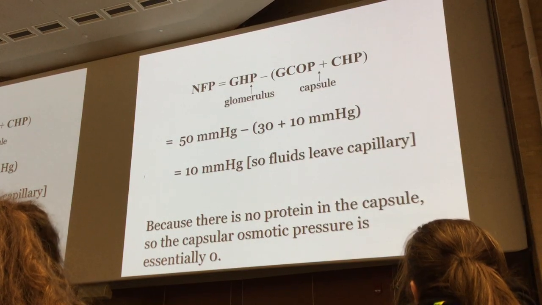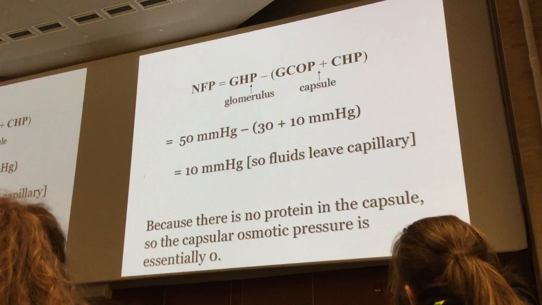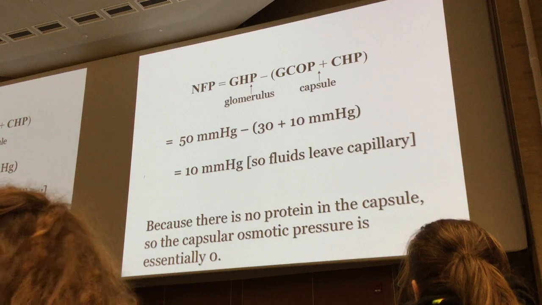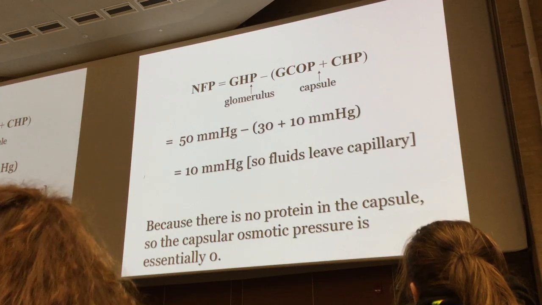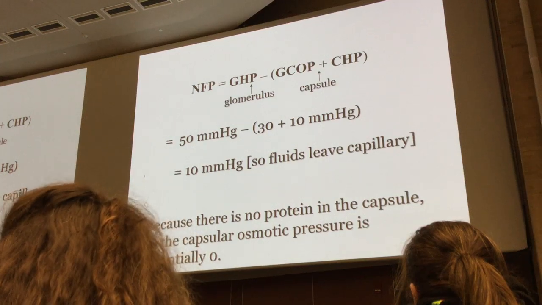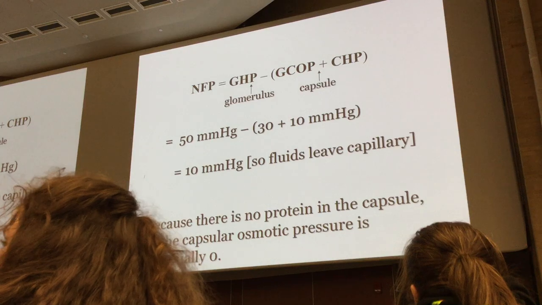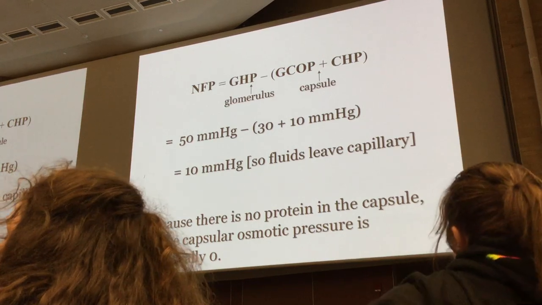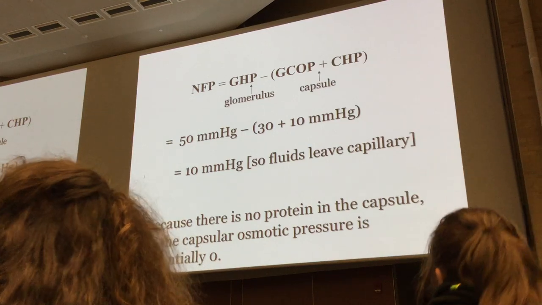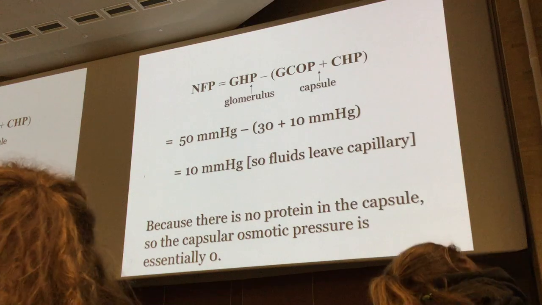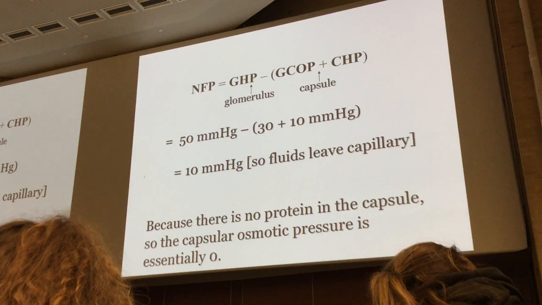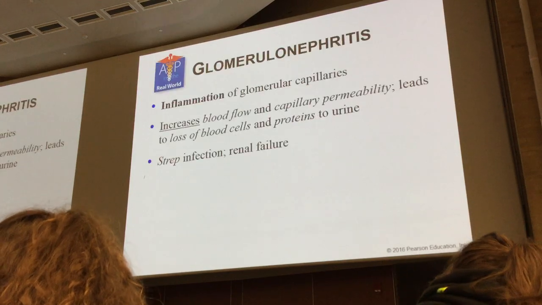So, this is how we calculated it. It's very simple. You put the three numbers in the formula. Remember, we don't have to worry about the colloid osmotic pressure in the capsule, which would have put here minus zero, but we don't need to do that. So we have that, and then we have that. No protein in the capsule, so zero. This is normal conditions. When your kidneys are sick, believe me, there's plenty of protein there that you don't want there. Then there would be a difference.